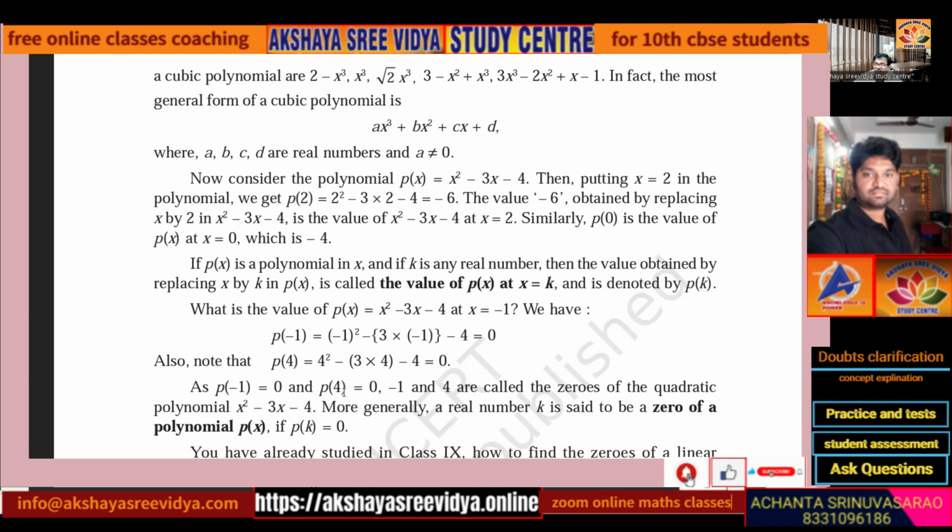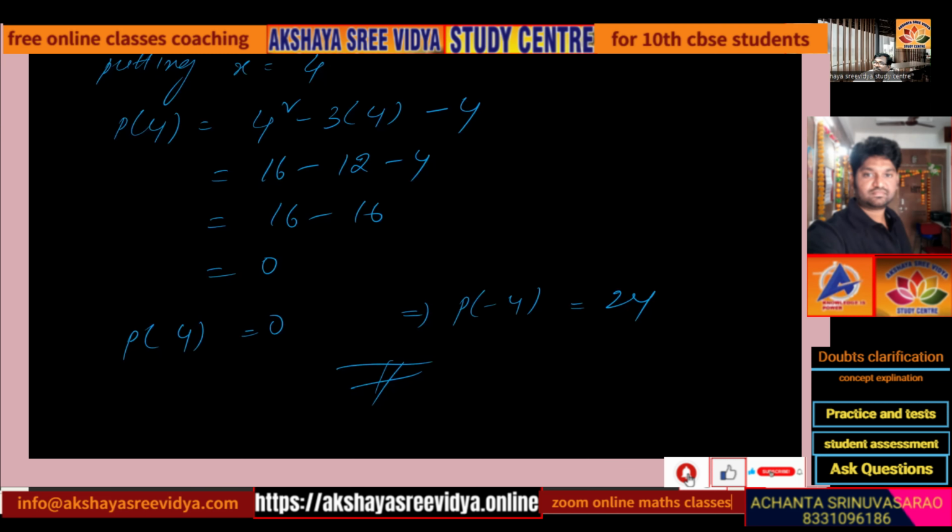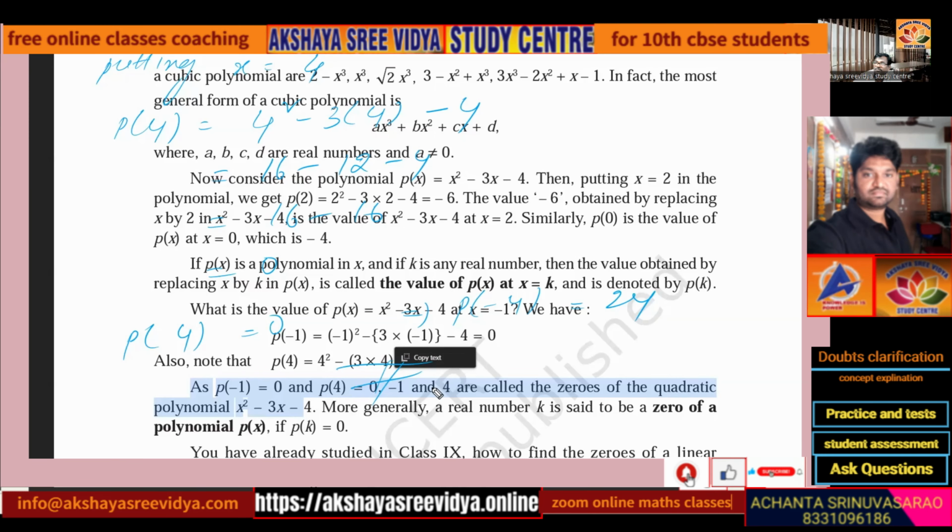P of minus 1 is equal to 0. P of 4 is equal to 0. Minus 1 and 4 are zeros of the quadratic polynomial. See that? P of minus 1 is equal to 0, P of 4 is equal to 0, and the minus 1, 4 are called zeros of the quadratic polynomial.